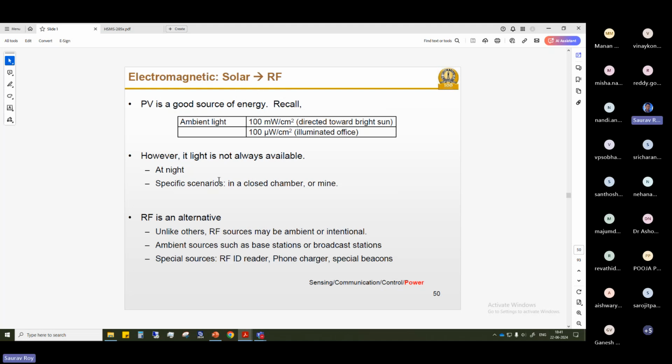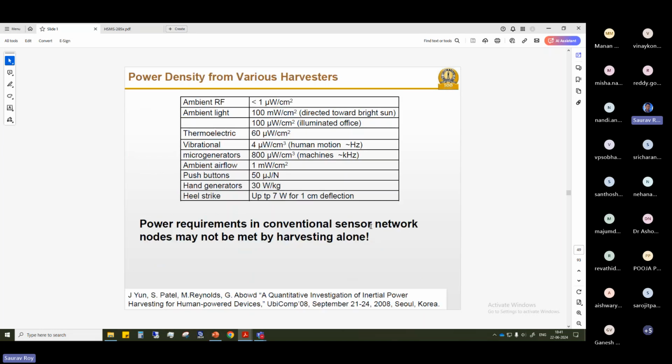So obviously, solar is one good source, but as you know, solar only works when you have direct sunlight available. So you can have a backup or standby RF harvesting circuit which can work at night or in different weather conditions. So that's why people say it cannot be done. Maybe harvesting may not be done only through RF, but it might be a backup or secondary source.